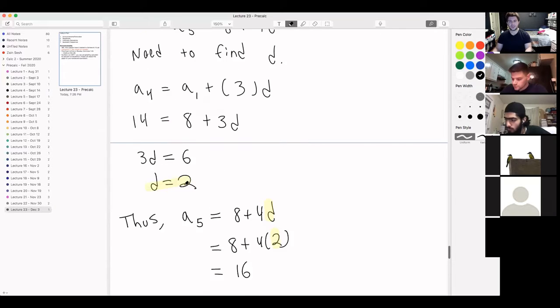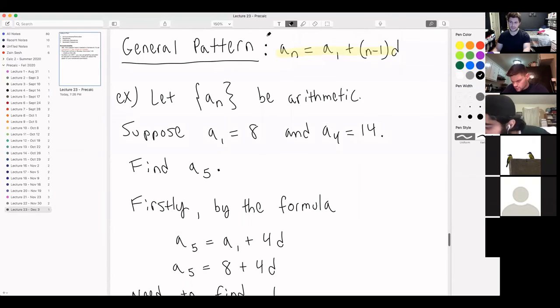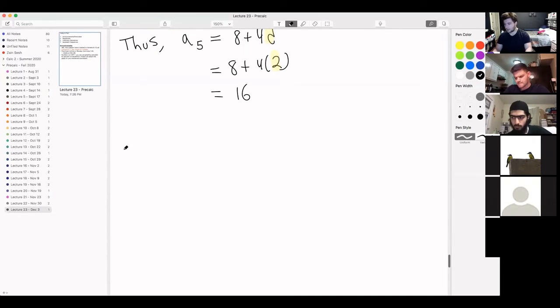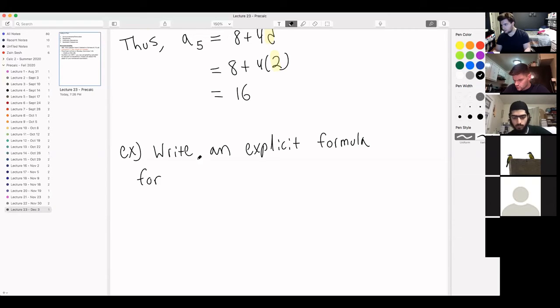So we just want to utilize this formula. We want to just have some practice using this. Example: write an explicit formula for 2, 12, 22, 32, 42, and so on.